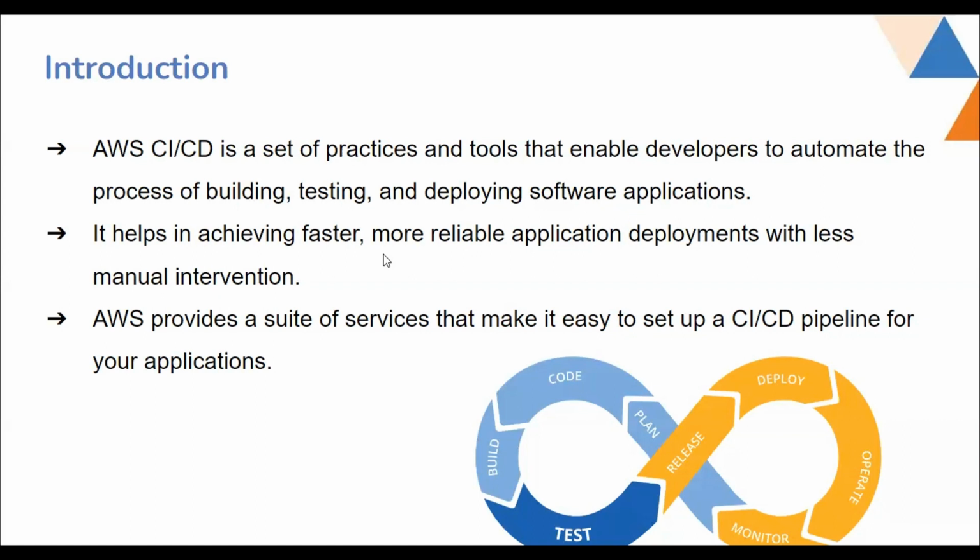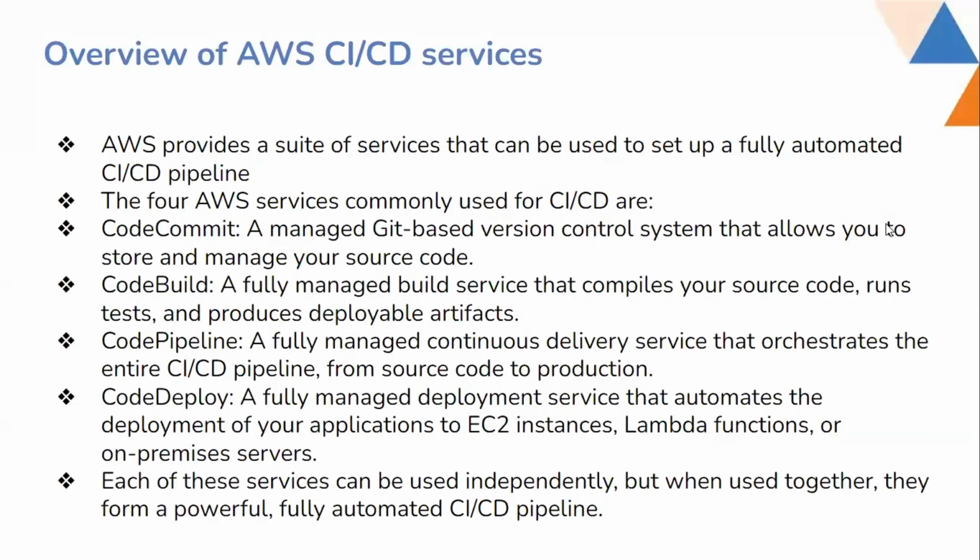servers. Okay, so AWS provides a suite of services that makes it easy to set up a CI/CD pipeline for your application. So there are four services which can be used to automate this process. We will look into it in detail in the upcoming slides. So let's go to the next slide. Here is the overview of the CI/CD services which we will be using to automate this process.